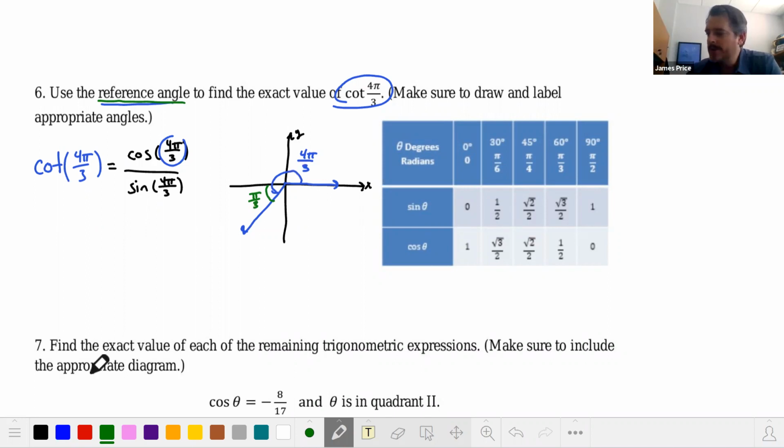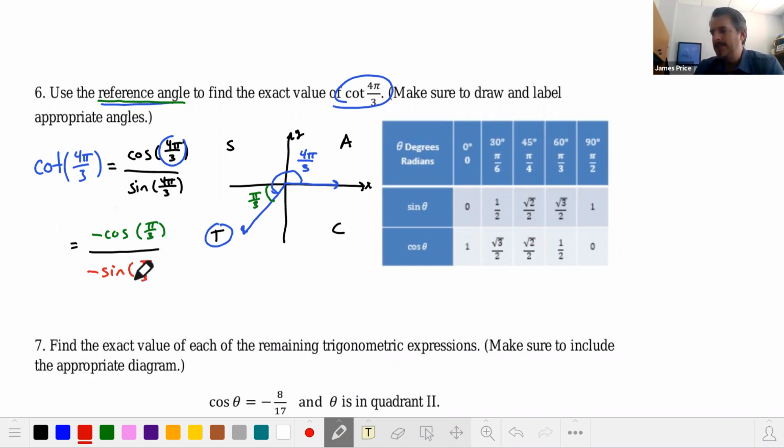And we use All Students Take Calculus to decide whether things are positive or negative. So notice you're in this third quadrant here where only the tan is positive. So each of these, the cosine and sine, are going to be negative. So the cosine is going to be negative cosine of the reference angle. So that's negative cosine of pi over 3. And then divided by the negative sine of the reference angle. So negative sine of pi over 3.